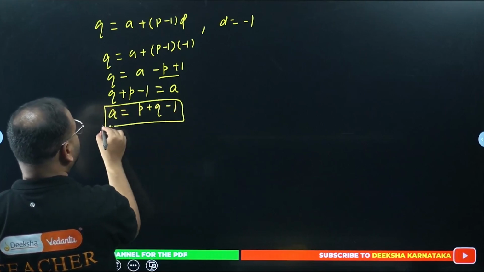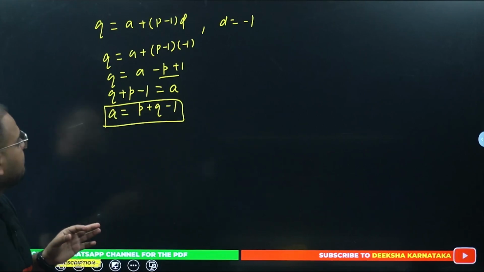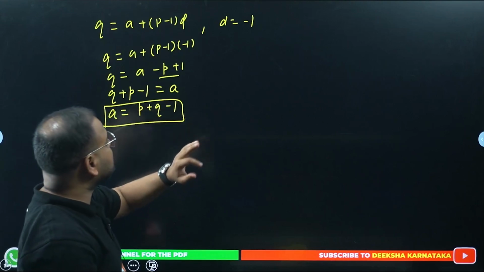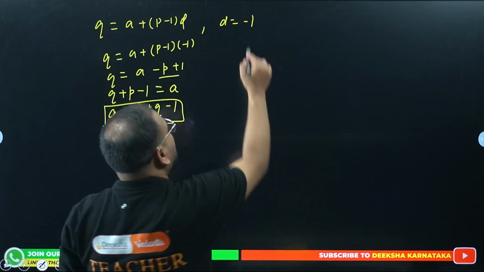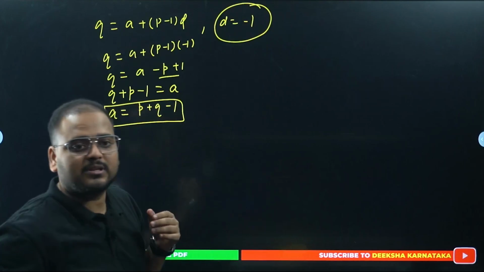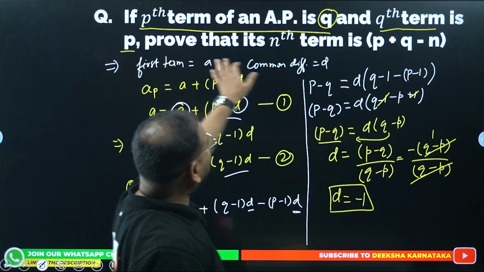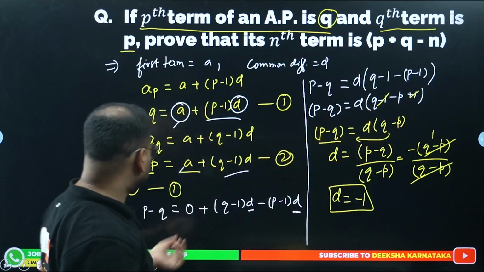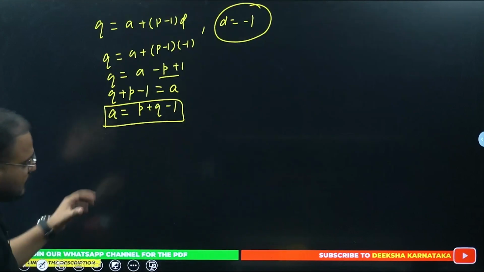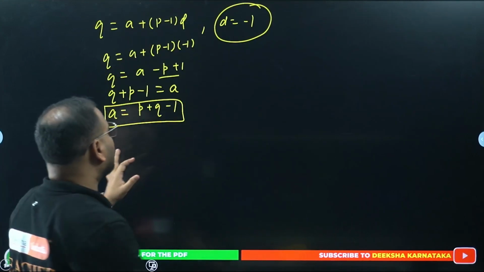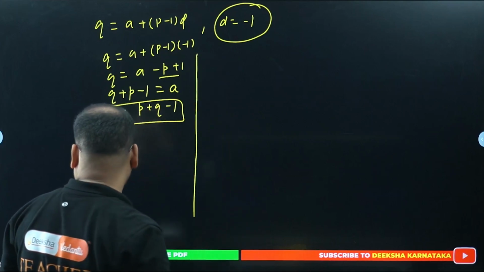Now we have both the variables known, a and d. A is p plus q minus 1 and d is minus 1. I hope this is clear. Now what are they asking in the question? Let's check. Prove that nth term. We'll see later what is to be proven. Right now, use the nth term.